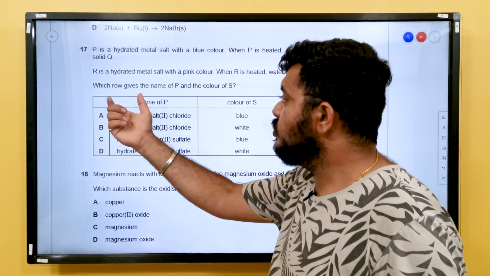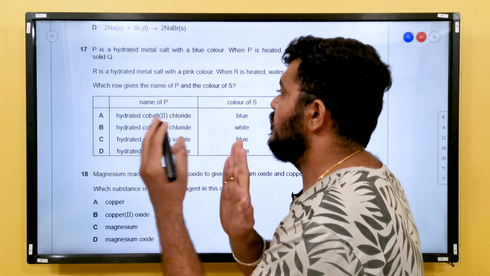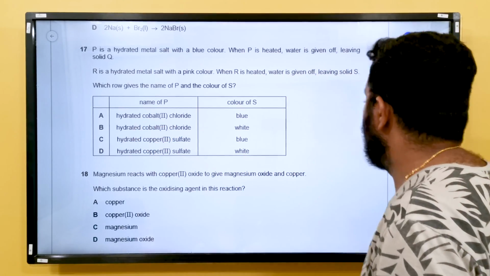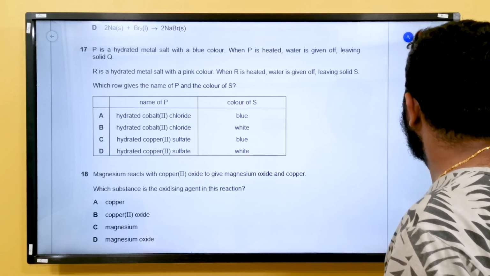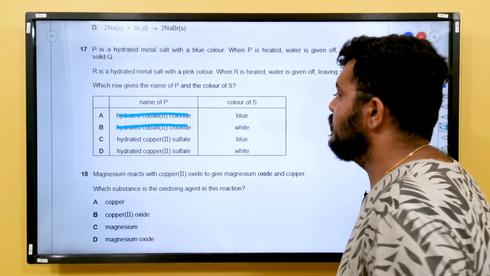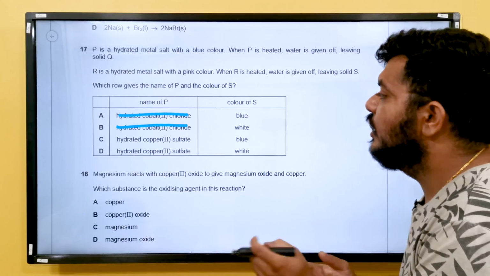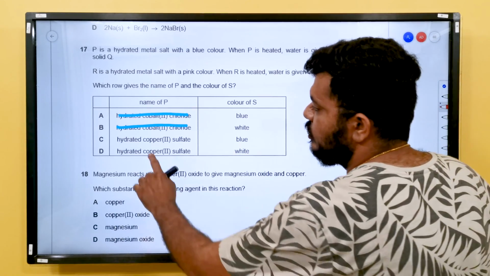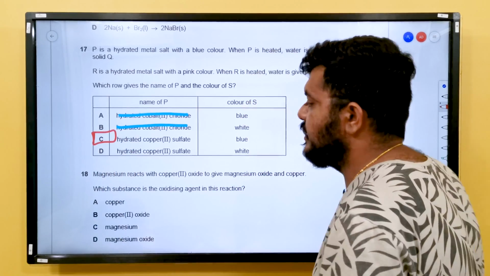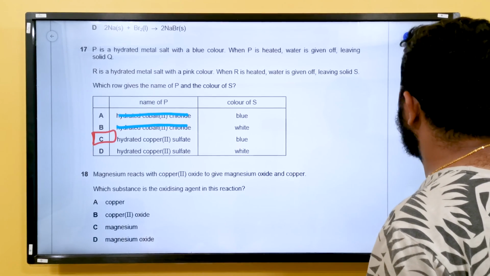Cobalt chloride. When R is heated, water is given off, leaving solid S. Okay. Which row gives the name of P and color of S? Don't get confused. It's asking for name of P and color of S. We just identified P is copper sulfate, but hydrated copper sulfate. So these two options are not your answers. Okay. What is the color of cobalt chloride when it is anhydrous? It is blue. So your correct answer is copper sulfate and color of S as blue. Your option is C.